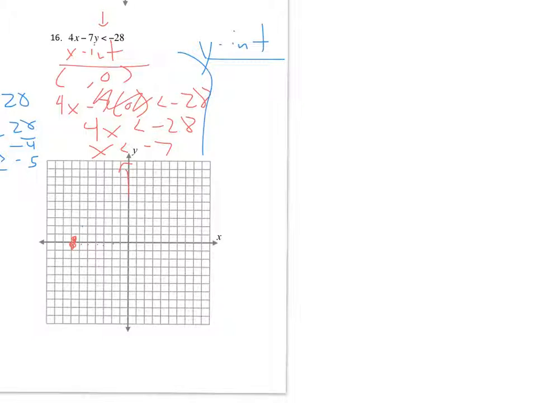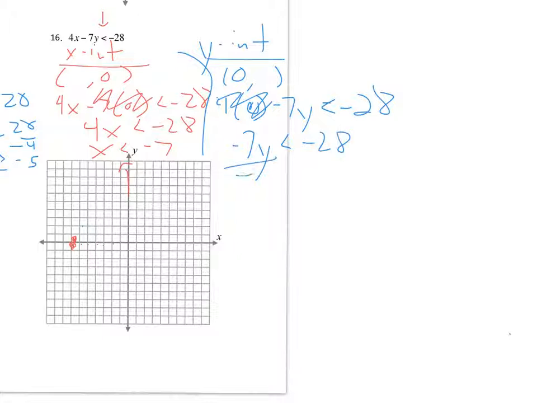The y-intercept is where I have an x value of 0, and I plug in 0 for x. Anything multiplied by 0 goes away. Negative 7y less than negative 28 divided by negative 7. Y, again, I divided by a negative, so I flip the sign. Negative divided by a negative is positive 4. So I have a y-intercept of 1, 2, 3, 4, as a point at 0, 4.